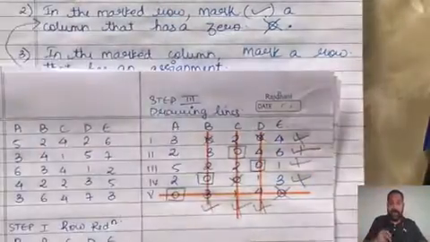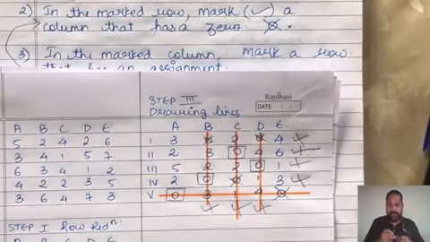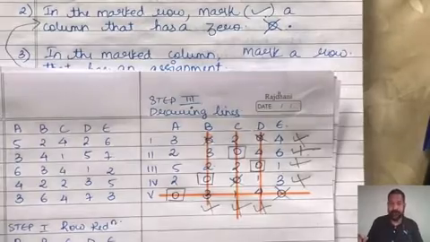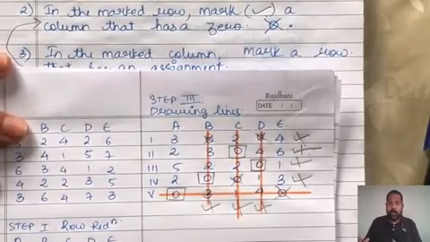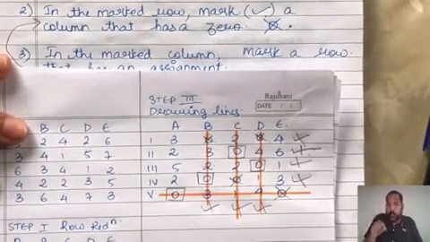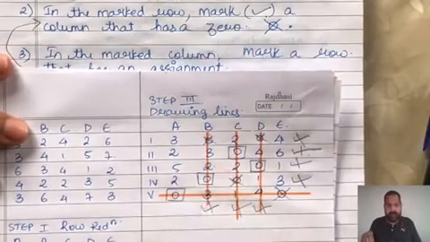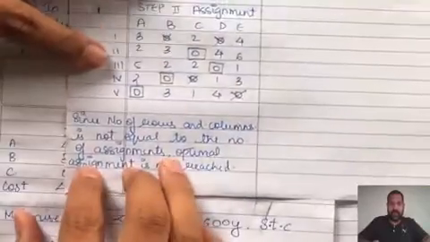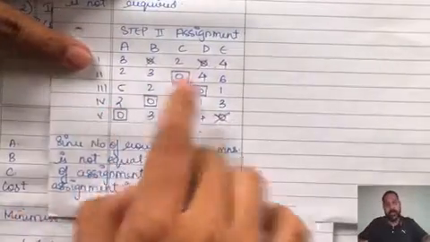Question number 1. Are all zeros covered? Yes. I don't see any zeros in the uncovered. Fantastic. Question number 2. How many lines did you draw? I drew 4 lines. Well, was that okay? Yes. I had 4 assignments, no? If I had 4 assignments, then in 4 lines this should be covered.